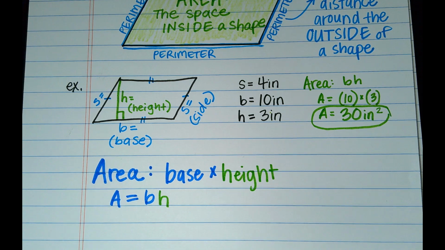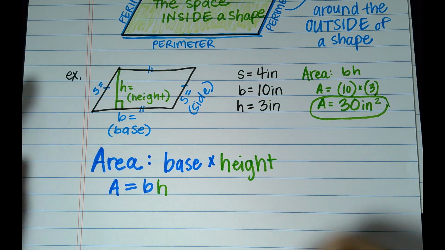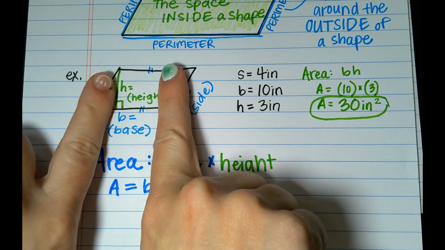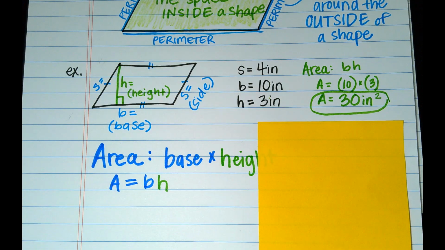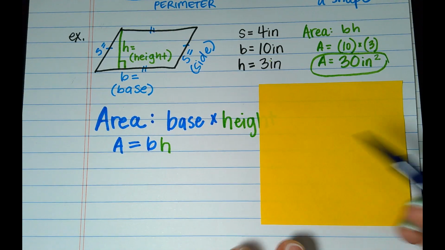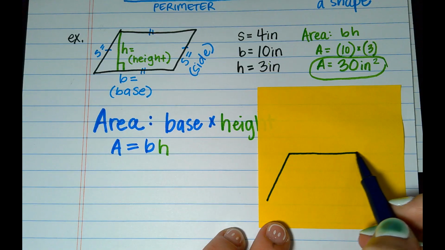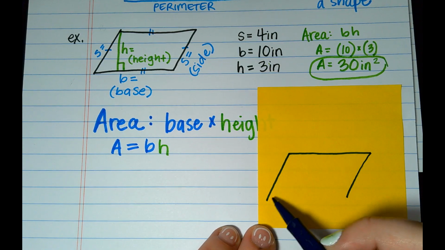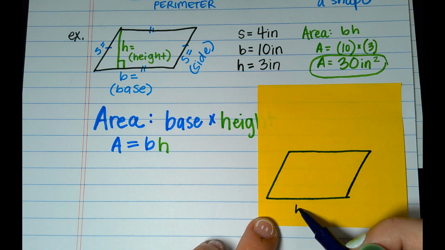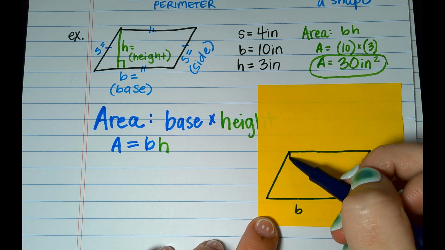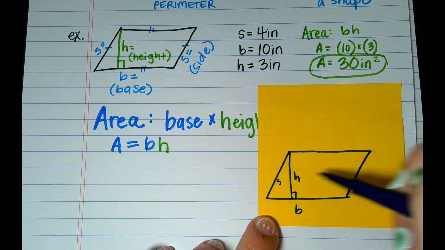So if any of you are thinking, why on earth are we just doing base times height? Isn't that going to leave out the bits where the triangles on the end are? I'm going to show you this, and I'm glad you brought it up. It might help us visualize. So in a parallelogram, I'll just draw another one. We have our base, our height, and of course our sides.